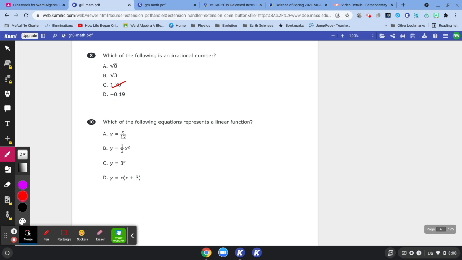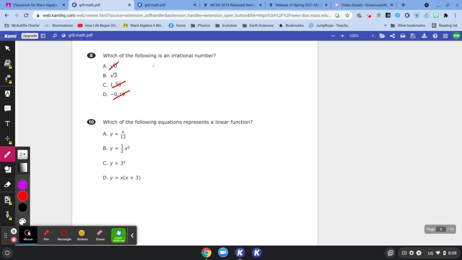So negative 0.19 can be ruled out because it's a decimal that ends. That's the negative of 19/100ths. The square root of 0 is 0. And 0 can definitely be expressed as a rational number. 0 over 5, 0 over 1 trillion, 0 over a billion, 0 over negative 83. All of those are rational numbers.